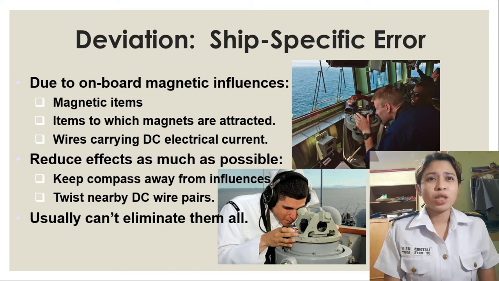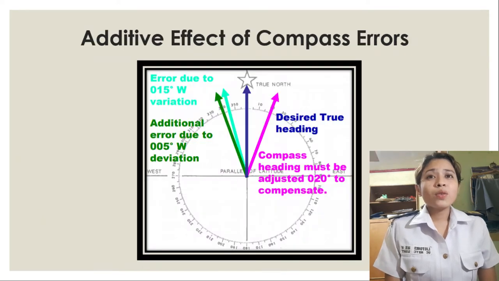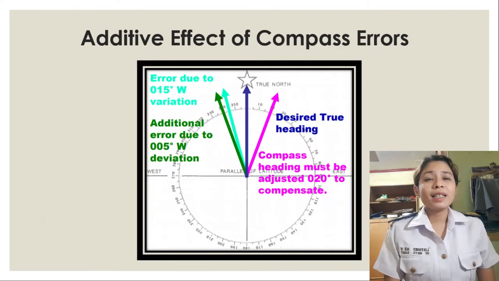It has a lot of machineries, wirings, and especially the metals itself that would cause some errors. All we can do is to reduce the error so that there is little error to be corrected. So these are the additive effects of compass error.